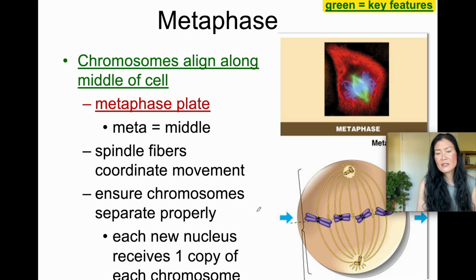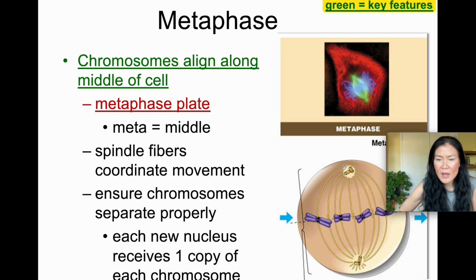In metaphase, the nuclear envelope is completely gone. That enables the microtubules to latch on to each chromosome and move them to the middle. You've got to get rid of the nucleus for that. Metaphase, M for middle. Meta is middle, right?